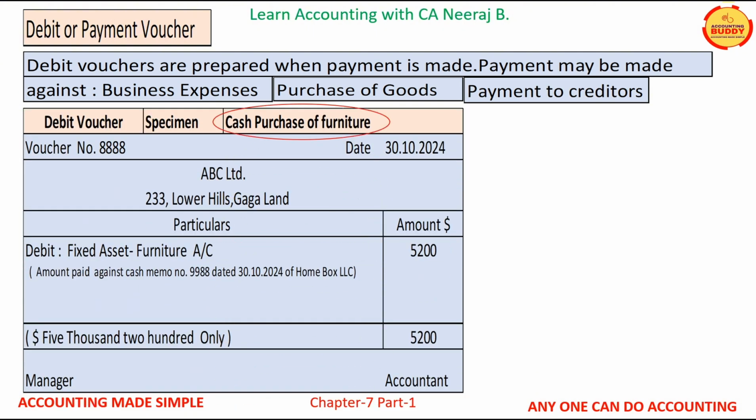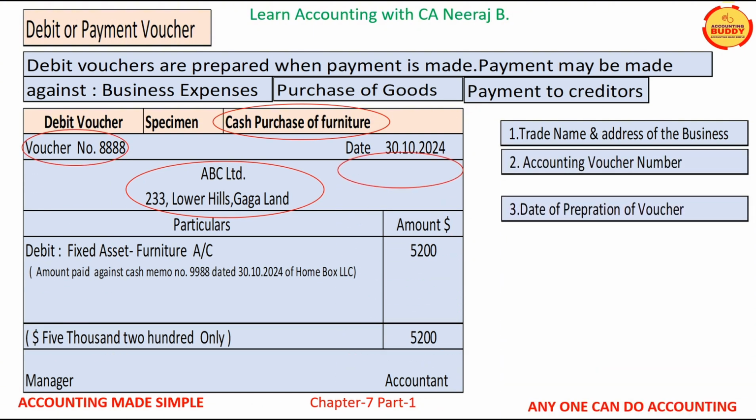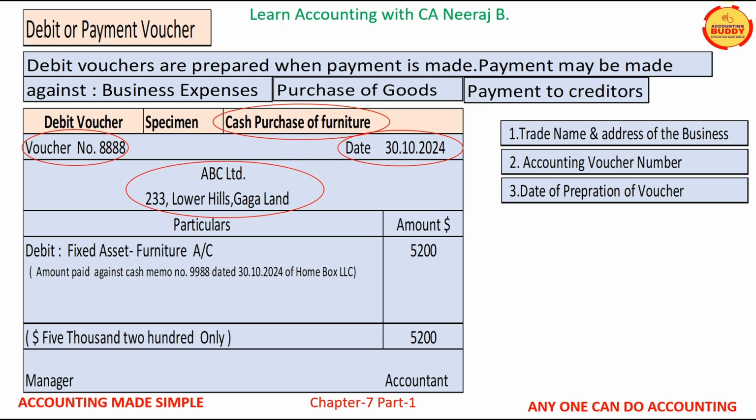Debit voucher will have the trade name and the business address. Debit vouchers are serially numbered and date on which it is prepared is also mentioned on it. Since in this specimen debit voucher, furniture is purchased and furniture being an asset is increasing, therefore, fixed asset furniture account will be debited for this transaction.